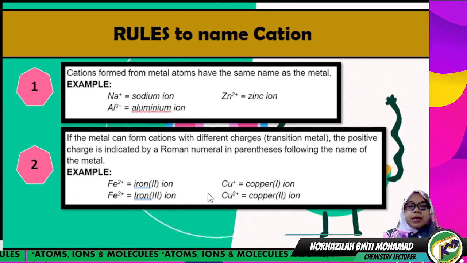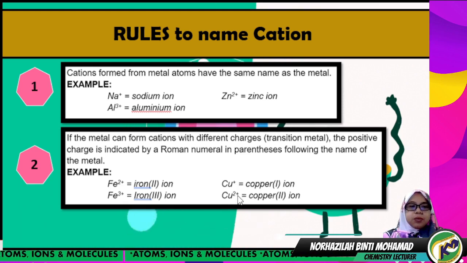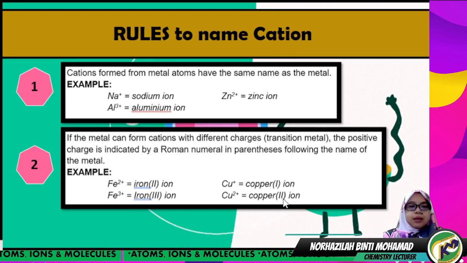For the second example, we have Cu. For this example, I give you two charges. The first one is Cu+, the second one is Cu2+. So we name Cu+ as copper(I) ion, and for Cu2+, copper(II) ion. This condition is applied when the cation has more than one charge.